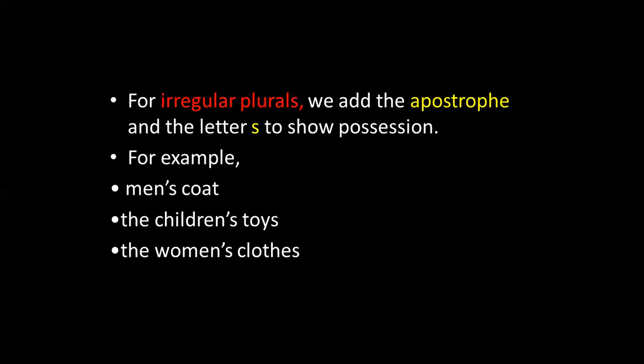For irregular plurals, we add the apostrophe and the letter S to show possession. Men's coat, the children's toy, the women's clothes. Men is already in plural, so we add apostrophe and S. Children, apostrophe and S. Women's, apostrophe and S. To say that these clothes belong to the women, we say the women's clothes. So it shows the possession.